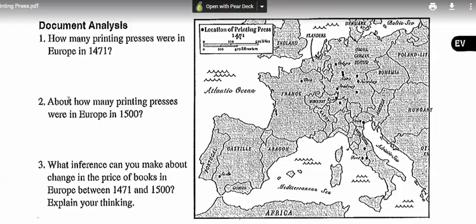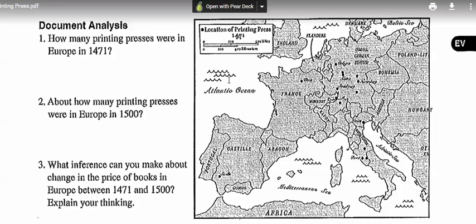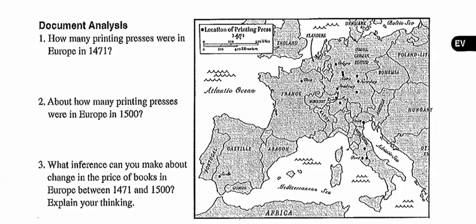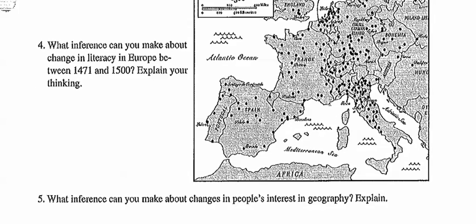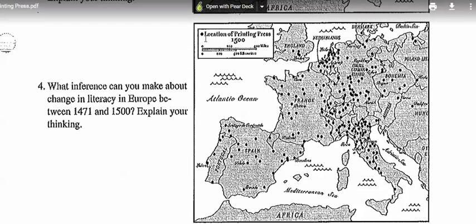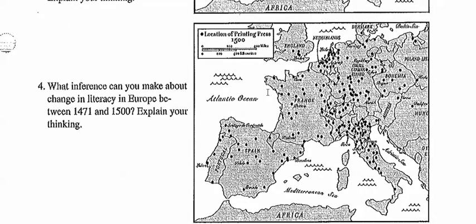But let's take a look at how many printing presses were in Europe in 1500. You can see that in 1471 there were about 16 or so, but it doesn't say how many were in Europe in 1500. But if you scroll down, you can look at the other map right here, which would be the location of printing presses in 1500. Now take a look at this map in 1471, the location of printing presses. You see about 15 or 16 there. Look down to the second map in 1500.